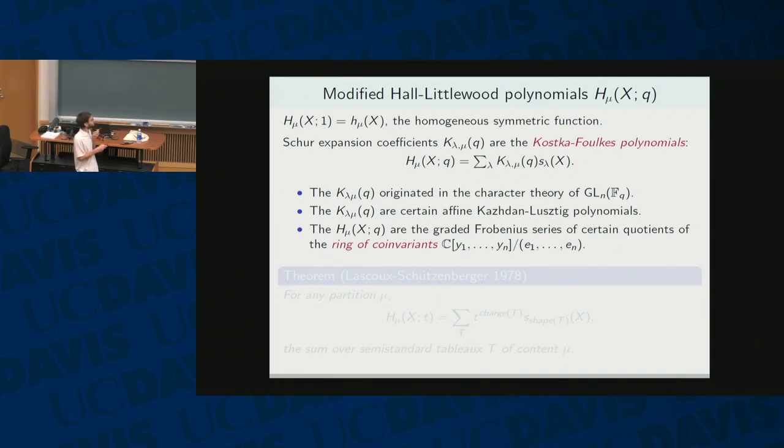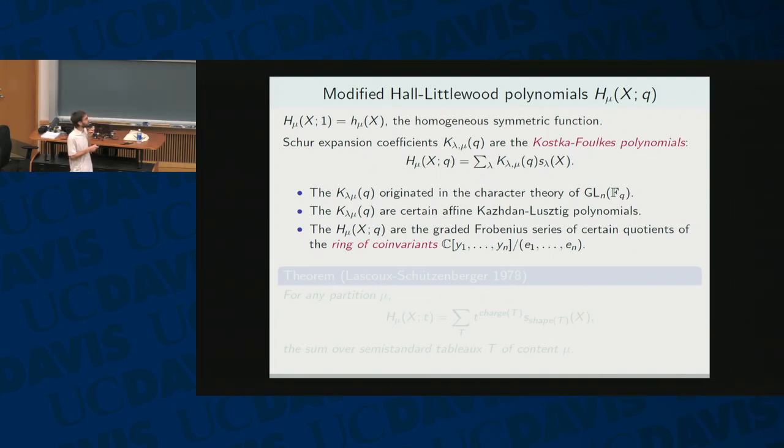They have a nice description as what's called the graded Frobenius series of certain quotients of this ring. So the graded Frobenius series is just a natural way to encode an S_n module as a symmetric function, where you take the irreducible representation indexed by lambda and turn it into the Schur function indexed by lambda. Okay, and what is this ring of coinvariants?